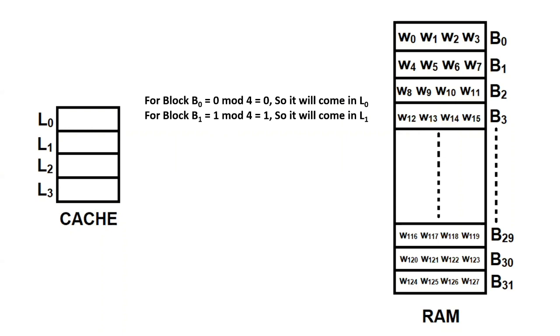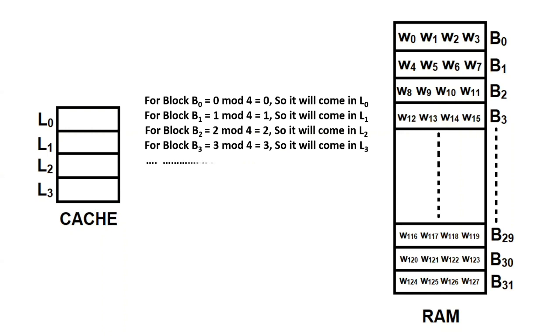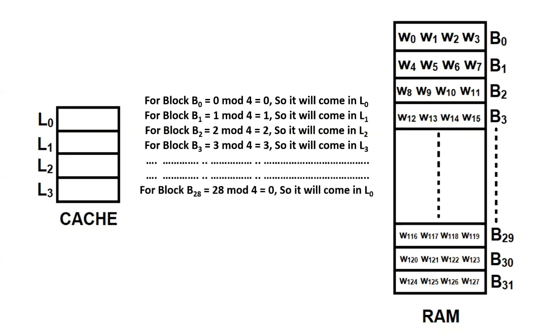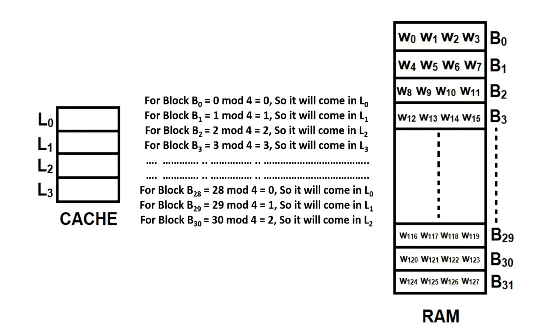So like that, block B1 will come in L1, block B2 will come in L2, and so on. Block B28 will come in L0, block B29 will come in L1, and so on. Okay, so it is an easy concept. According to the formula, we just placed different blocks inside different lines of the cache according to direct mapping.